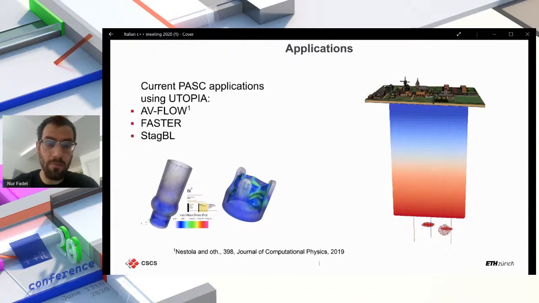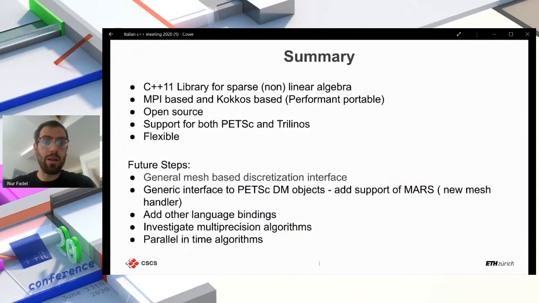So, last slide. Summary: it's an open source library. There is intranode parallelization and MPI. Intranode is mainly Kokkos. We support PETSc and Trilinos. It's very flexible to use. It's C++11, and for future steps we would like to add a general mesh handler, because currently PETSc has its own mesh handler, but unfortunately Trilinos doesn't.